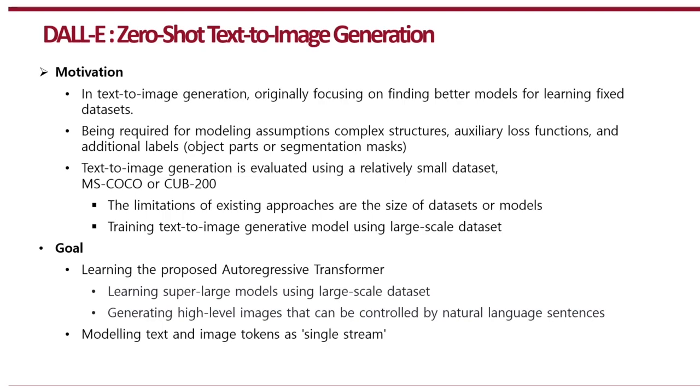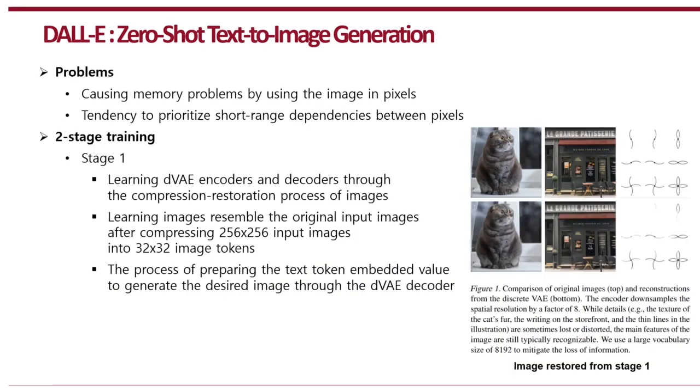This model makes text and image tokens into a single stream. But there are two problems here as well. Using the image in pixels is bound to cause memory problems. Also, models that use likelihood as the objective function tend to prioritize short-range dependencies between pixels. So, to solve these problems, the model's learning method consists of two main steps.